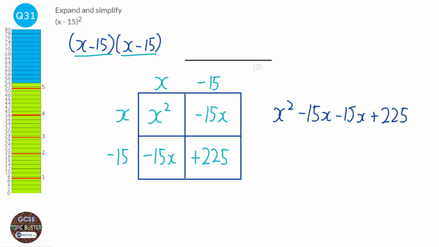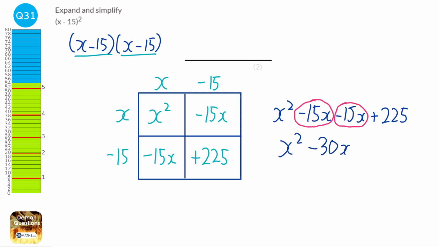Now you can see here that we've got the x terms here that we'll add together. So that would become minus 30x plus 225, and that's actually our answer. So it's x squared minus 30x plus 225.